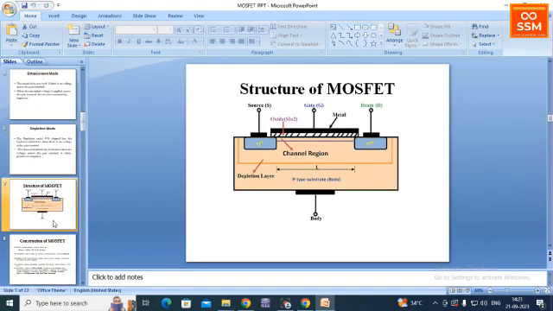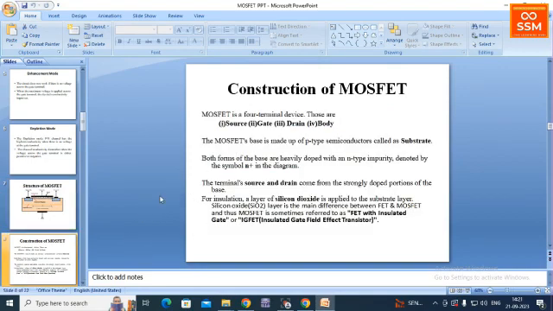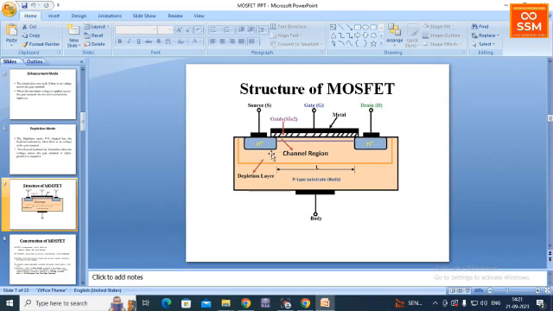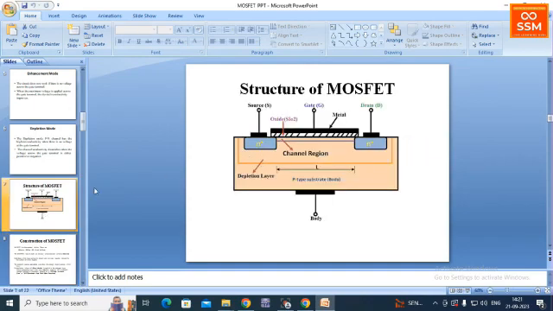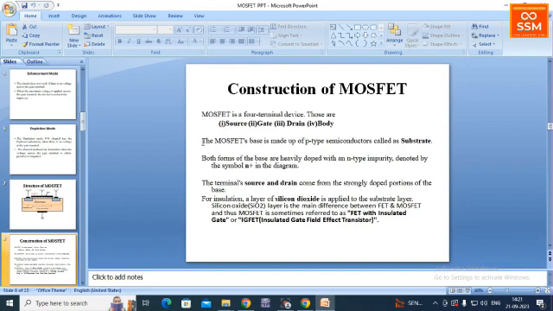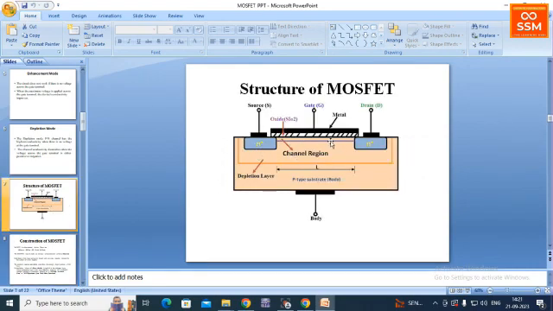Coming into the detail about the MOSFET structure. Construction wise, it has three terminals: source, gate, and drain. Here we have the MOSFET base, which is made up of P-type semiconductor. This part is the base of the MOSFET.